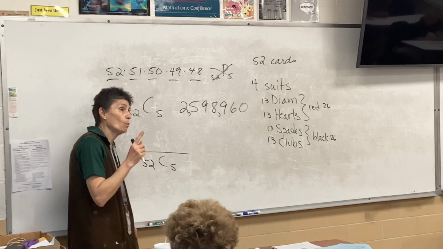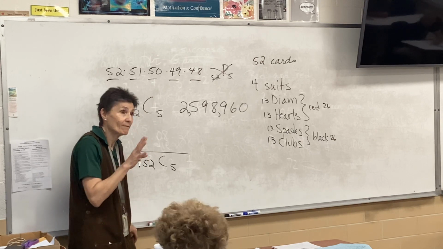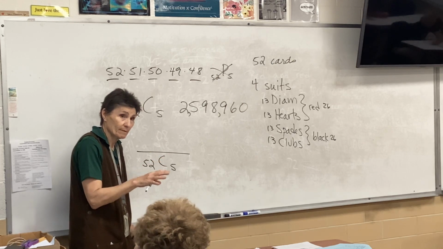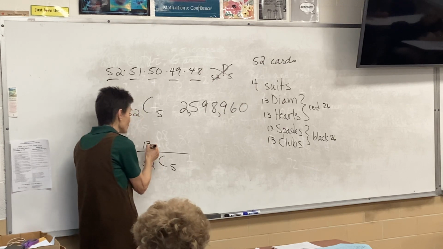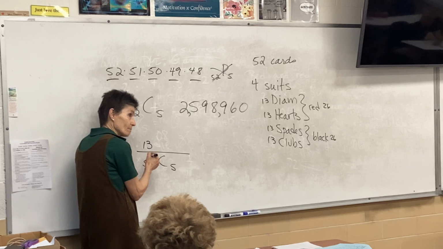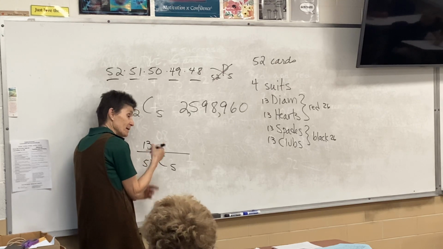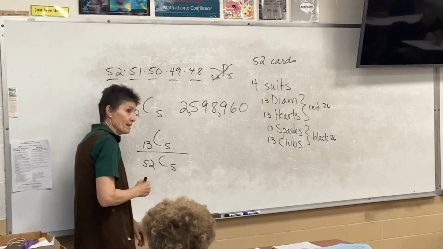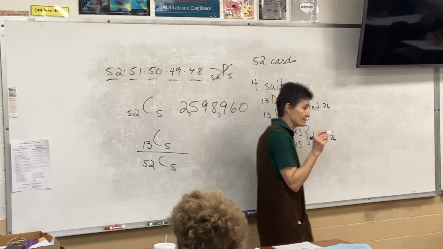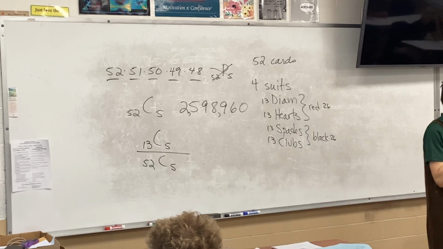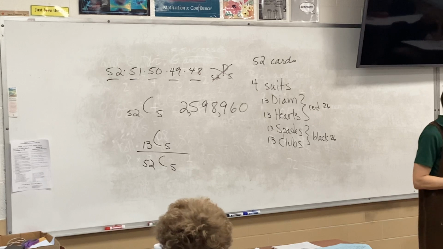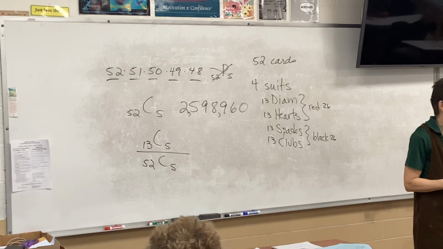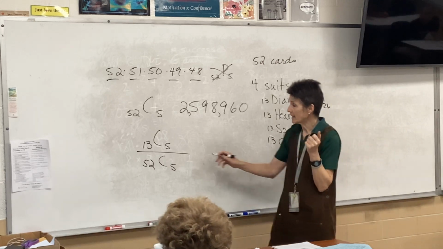In the top goes what I want, which are hands that have all diamonds. How many diamonds are there in the deck? 13. How many of those am I picking? It's a 5-card hand. 5. So my numerator is 13C5, because my numerator is what I want, and I want diamonds. So here are the 13 diamonds. I'm going to reach in and grab 5. That's my numerator.